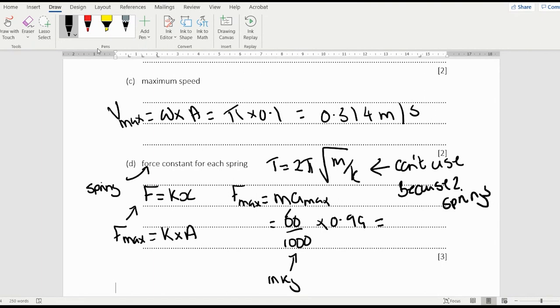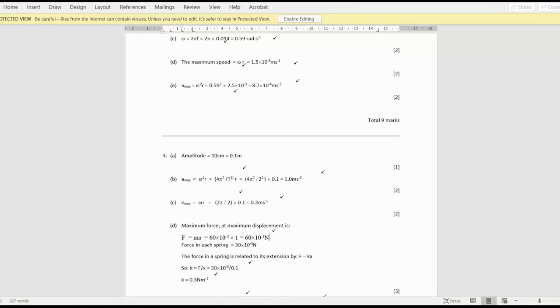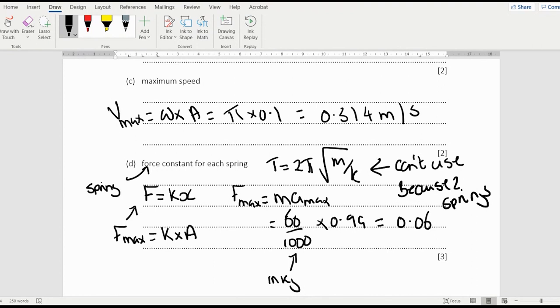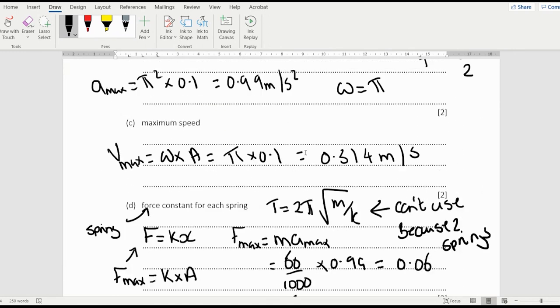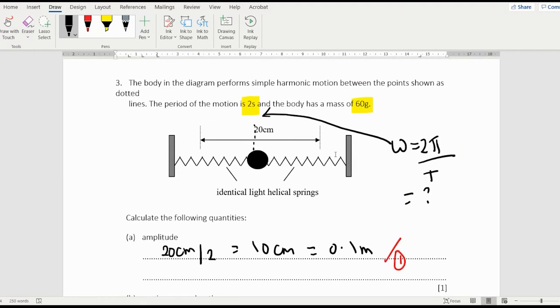So 60 divided by 1,000, times by 0.99, and you get an answer of 0.06. Okay. So this is actually quite useful. It's something that I kind of glossed over. I kind of mentioned it, but then when I was actually doing the maths, I do apologise, I made it wrong. The maximum force here is actually shared between these 2 springs, which is why, again, you can't use this formula, because the actual force is going to be spread between these 2 springs.